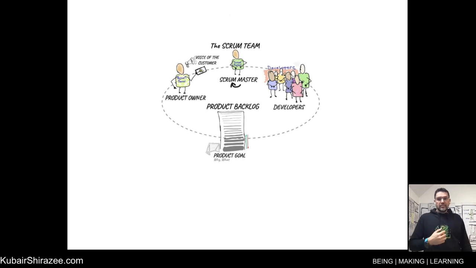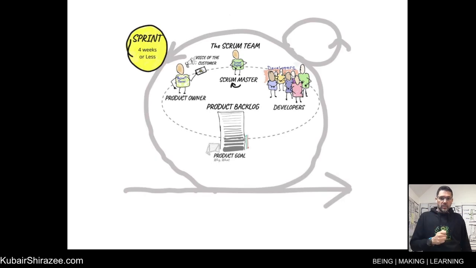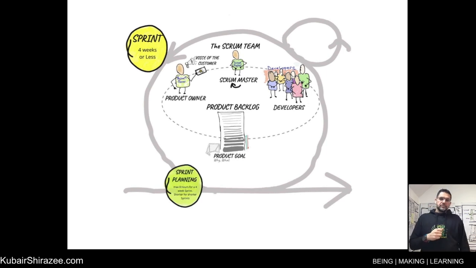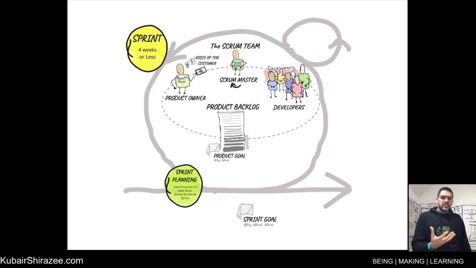The sprint itself is a container for all the other events and is a time box of 1 to 4 weeks. The very first event in a sprint cycle is called sprint planning. This is where the Scrum team co-create a sprint goal. The sprint goal is a shared understanding among the Scrum team of what they will accomplish during the sprint and why it is important. The product owner works with the developers to identify the most important items from the product backlog that can be delivered during that sprint.